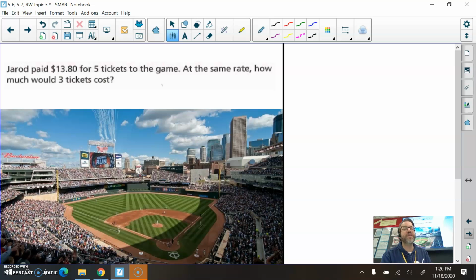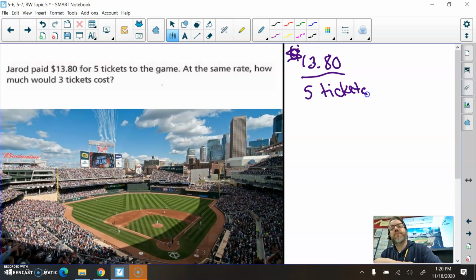Jared paid $13.80 for 5 tickets to the game. At that same rate, how much would 3 tickets cost? I'm going to write myself a proportion for this problem. It's $13.80. We always put the price in the top of our ratios. That's a really bad dollar sign right there. Okay, $13.80. That gets him 5 tickets. Those are cheap tickets. And that equals, now we want to know what the price would be for 3 tickets.